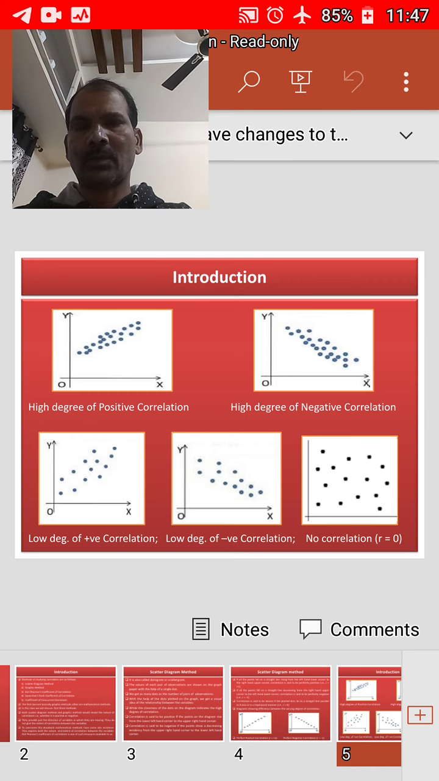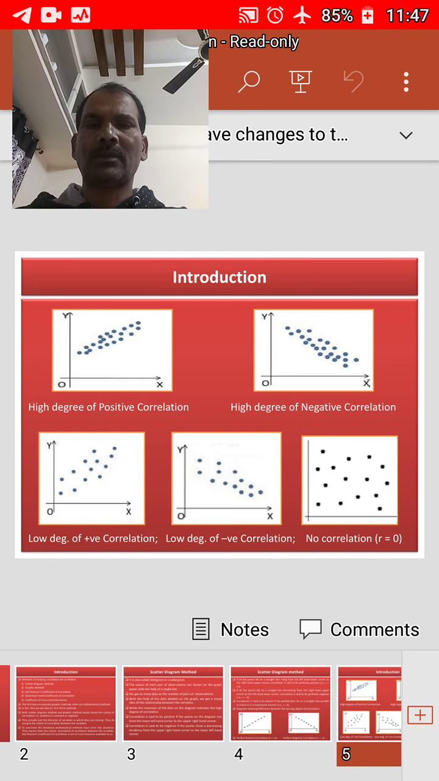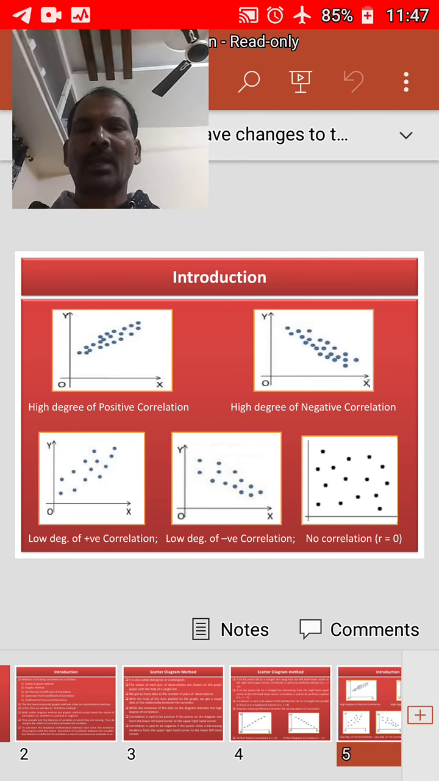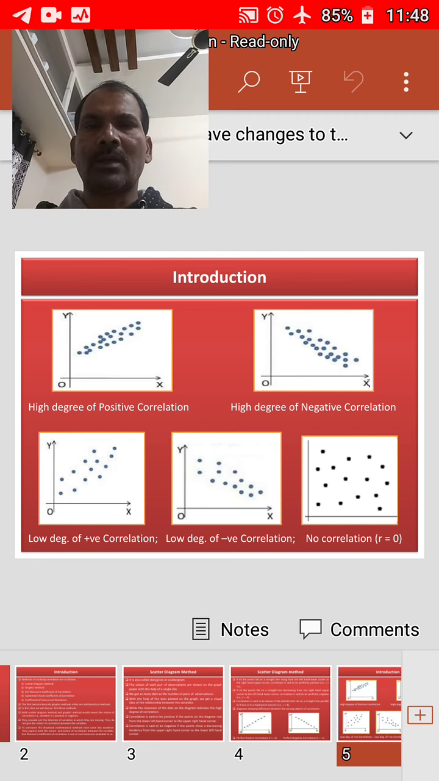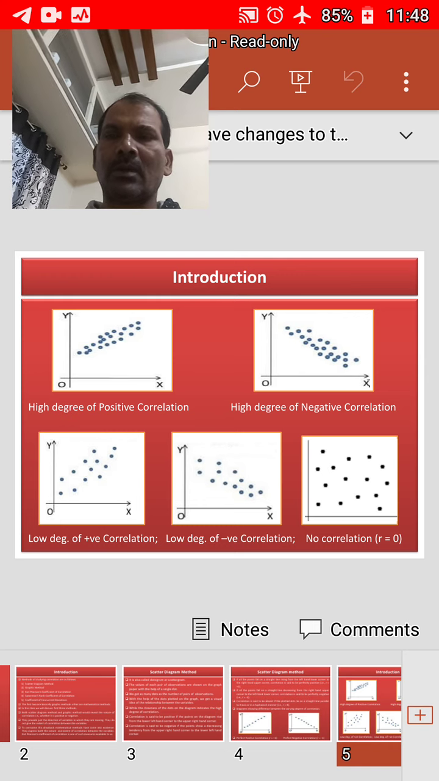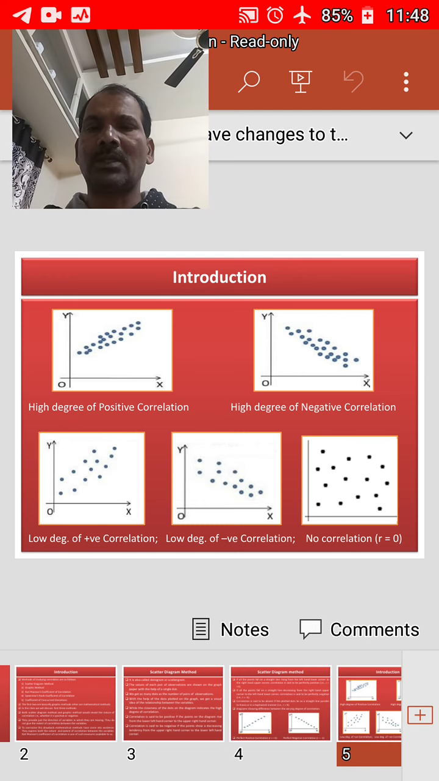High degree of positive correlation. The first diagram shows a high degree of positive correlation, and a high degree of negative correlation is shown by the second graph. In the first graph, the high degree of positive correlation means that from left to right the dots are rising, from the lower left corner to the upper right corner. Hence it is a high degree of positive correlation.